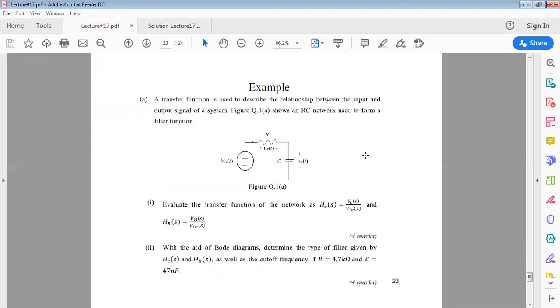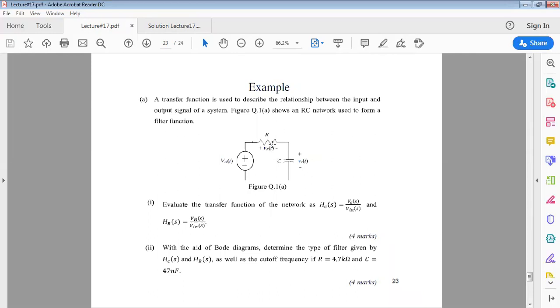We are given a circuit in this case, an RC network, and an RC network should be a filter type. In this particular example, we have the information that the input voltage is v in(t).